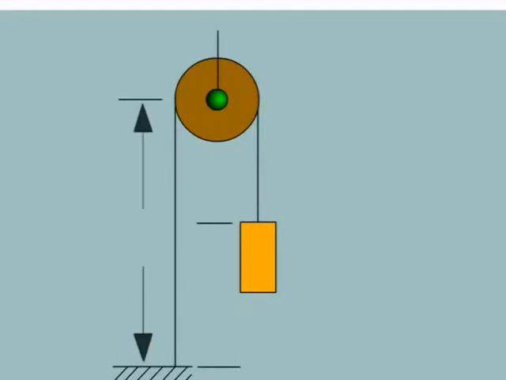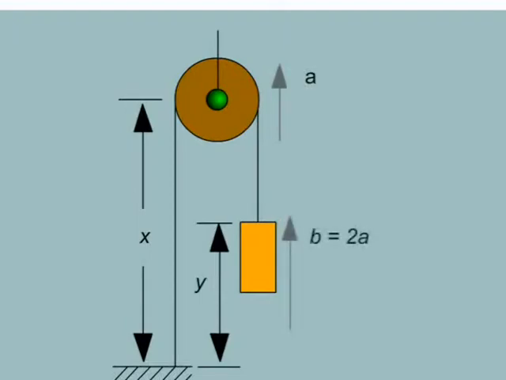So as you can see here, we have a pulley system. One end of the thread is attached to the ground and it is immovable, and to the other end a block is connected, and this pulley is moving upwards with acceleration A, and suppose the acceleration of this block is B. So now we want to find out the relationship between the accelerations A and B, that is, the acceleration of the pulley and the acceleration of the block.